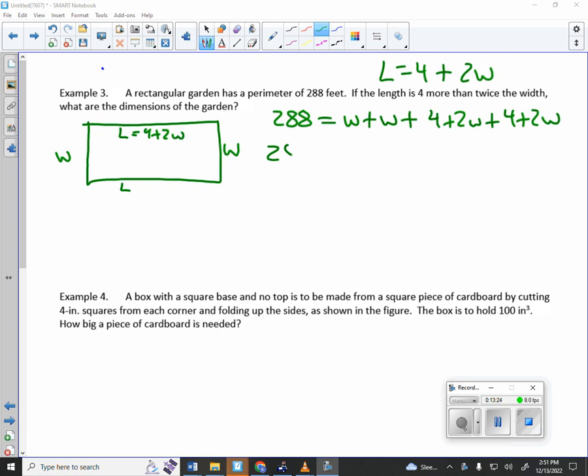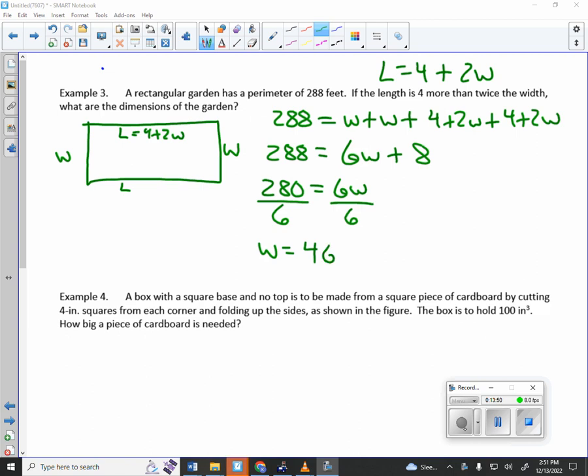Okay, so 288 is equal to how many w's? 6 of the w's plus 8. And that should be enough for us to be able to solve. We simply subtract the 8. 280 is equal to 6w. And we divide both sides by 6. W is equal to, how about we do it exactly? 40 what? 46.6 repeating.